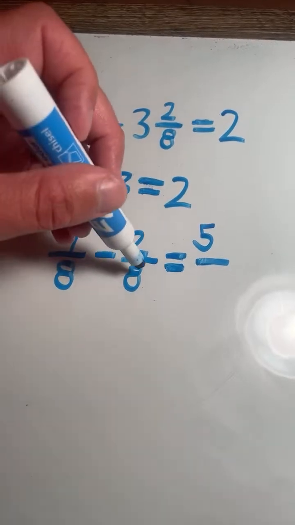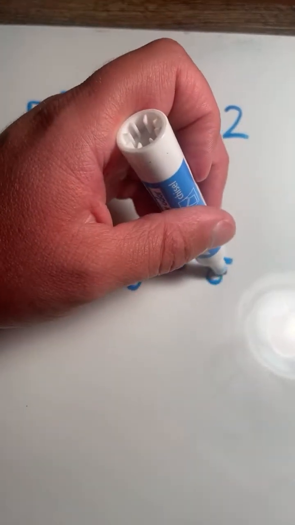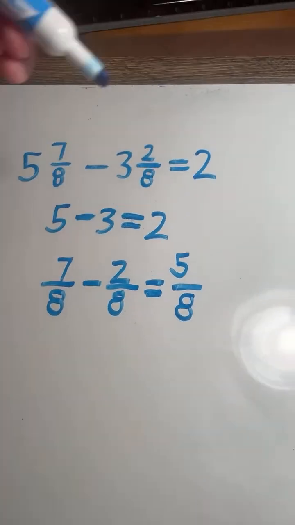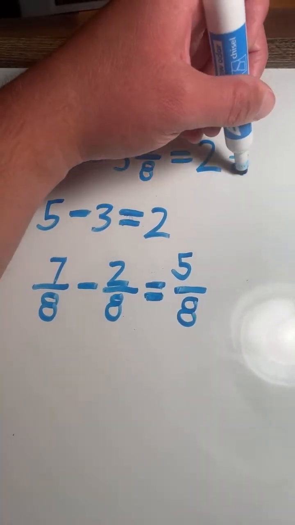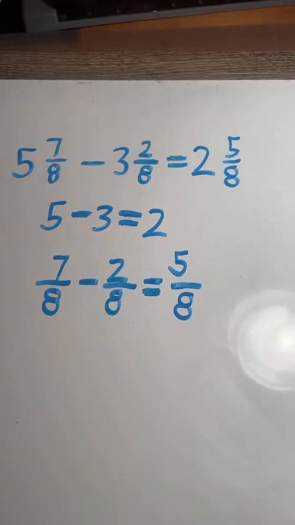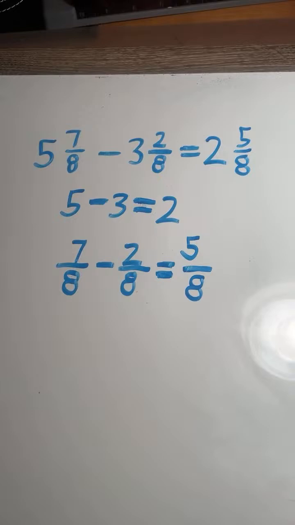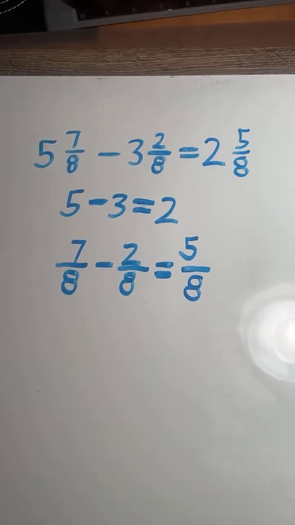Then our denominator for these fractions is both 8, so that's going to stay the same in our answer. 7/8 minus 2/8 equals 5/8. So we have our final answer. 5 7/8 minus 3 2/8 equals 2 5/8.